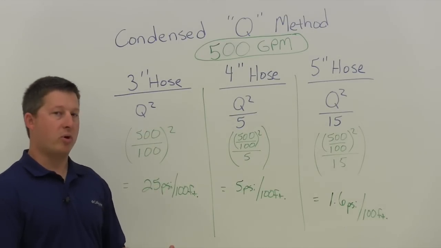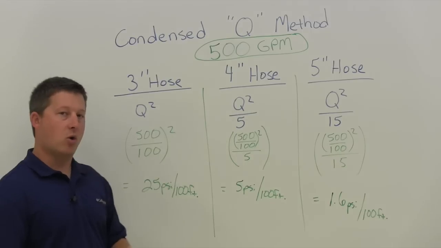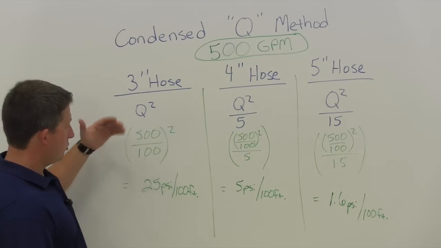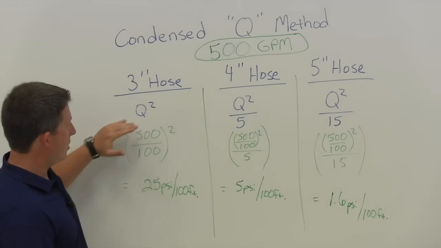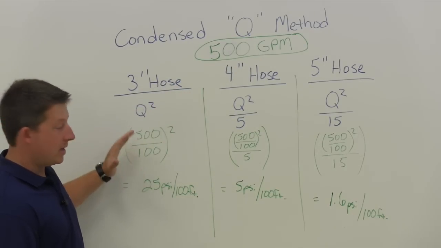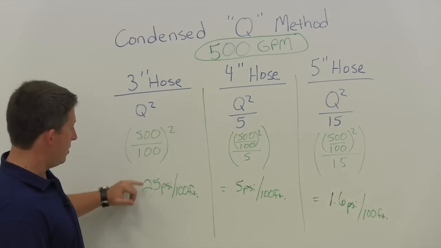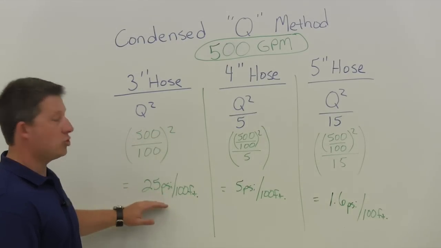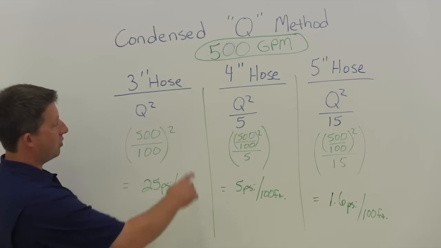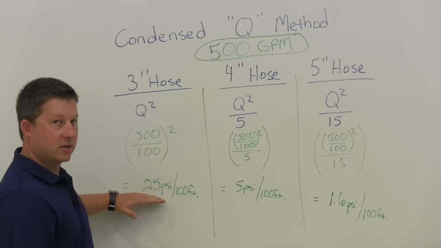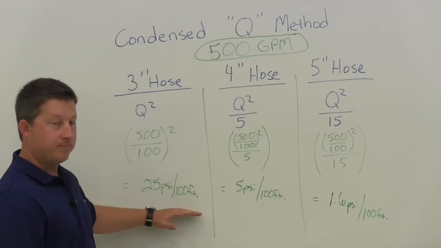And if you remember from previous videos, Q is the quantity of water in 100 gallons per minute. So hundreds of gallons per minute. So Q squared in this case is going to be 500 divided by 100 squared. So that's going to be 500 divided by 100 is 5, and 5 squared is 25. So that means if you're going to flow 500 gallons a minute through a 3-inch hose, you'll have 25 psi friction loss per 100 feet.